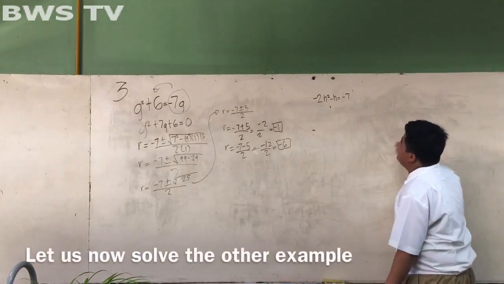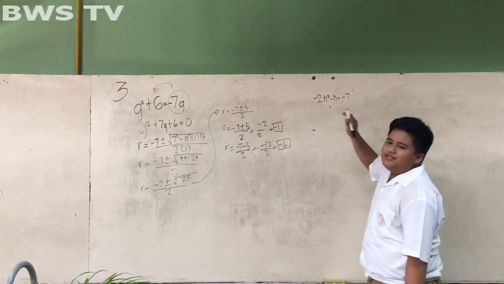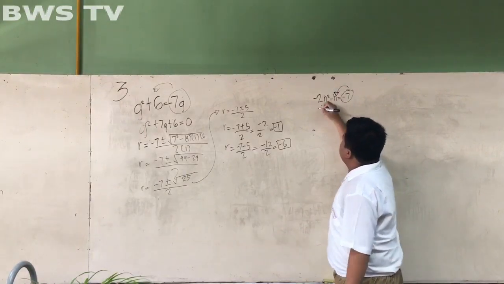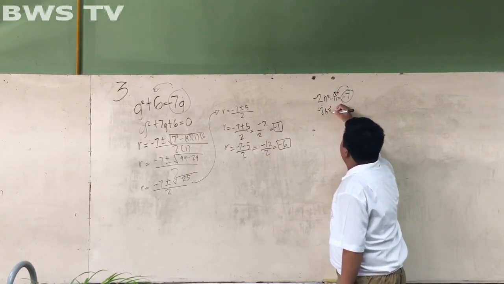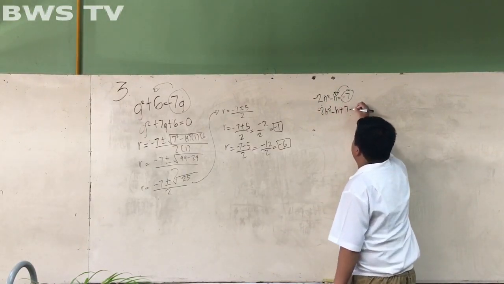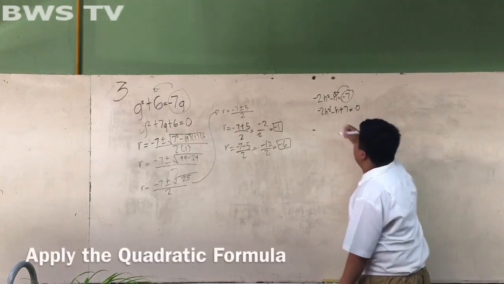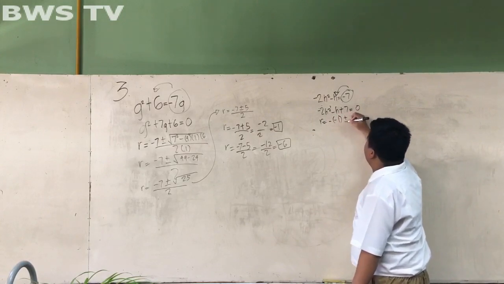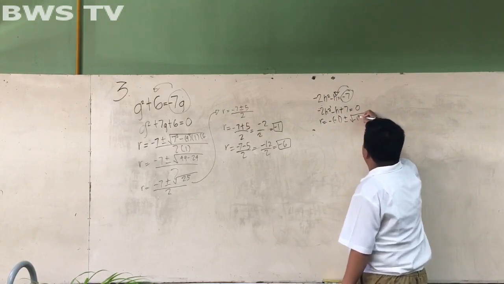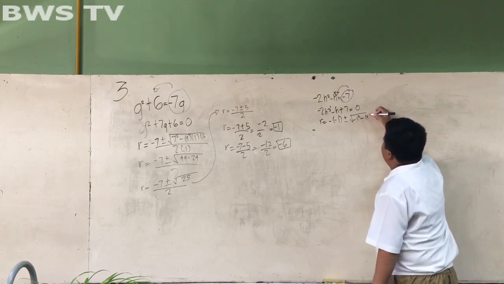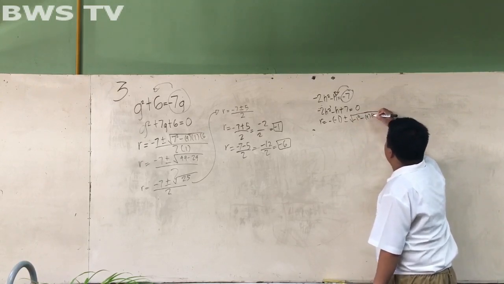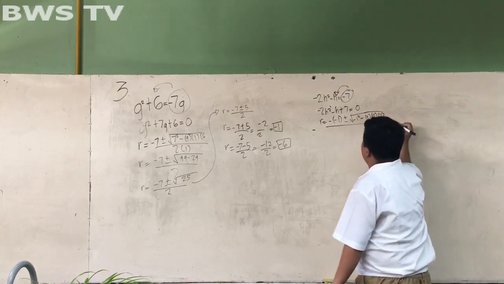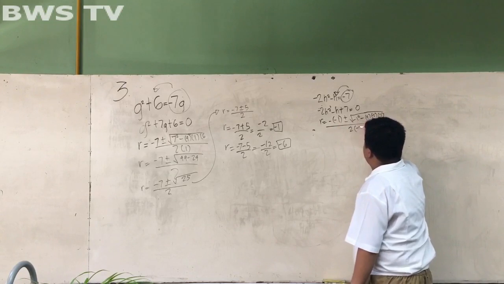With this, we still have another term that is on another side. Suppose this is the other side. So it will make negative 2h squared minus h plus 7 is equal to 0. Then apply the formula. r is equal to negative negative 1 plus or minus the square root of negative 1 squared minus 4 times negative 2 times 7 over 2 times negative 2.